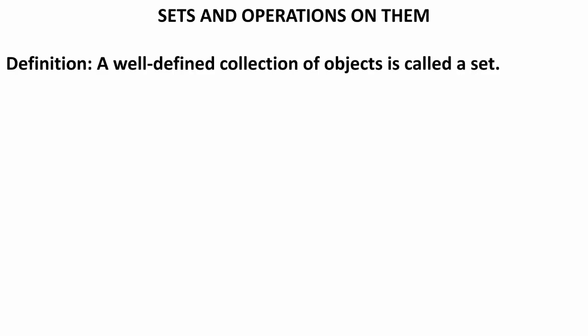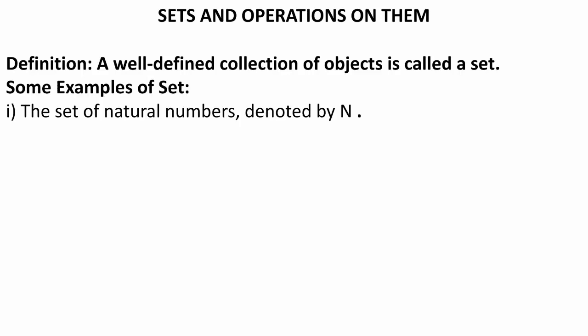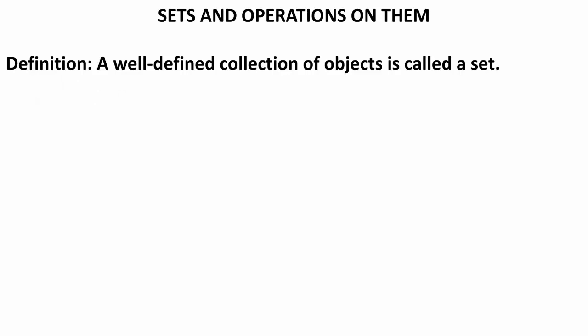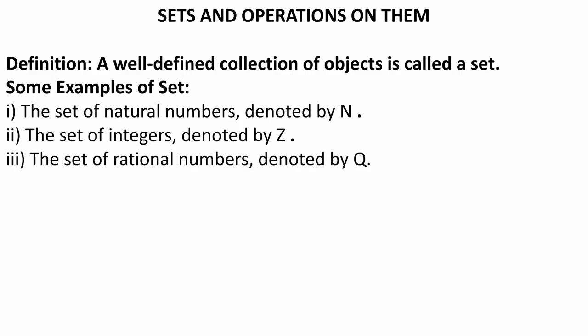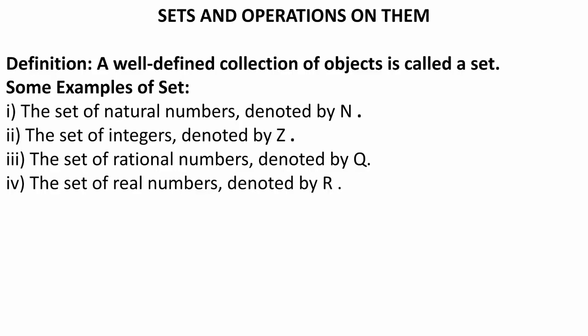Now, sets and operations on them. Definition of the set. The well-defined collection of objects is called as a set. That means the objects must be well-defined. Now some examples. The set of natural numbers, it is denoted by N. The set of integers, it is denoted by capital Z. The set of rational numbers, it is denoted by Q. The set of real numbers, it is denoted by capital R.